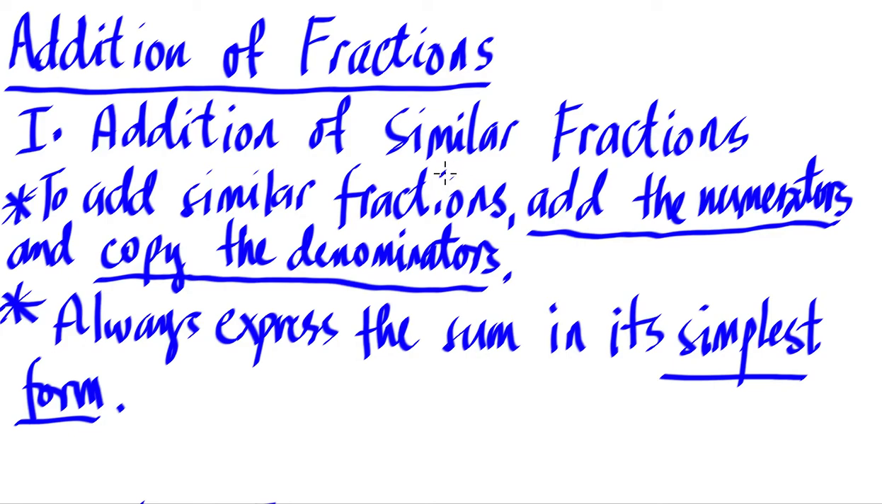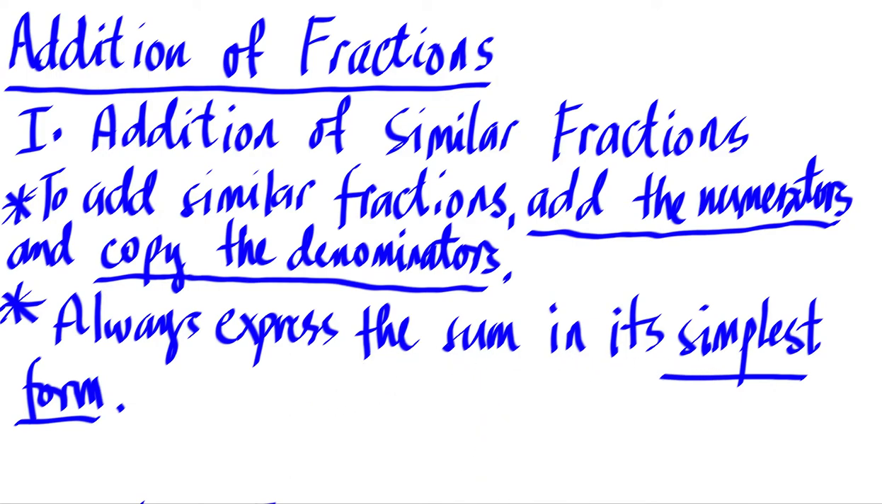So again, what are similar fractions? Similar fractions are fractions with the same denominators. So how do we add them? Very simply, to add similar fractions, add the numerators and copy the denominator. Again, add the numerators and then copy the denominator. And don't forget to always express the sum in its simplest form.